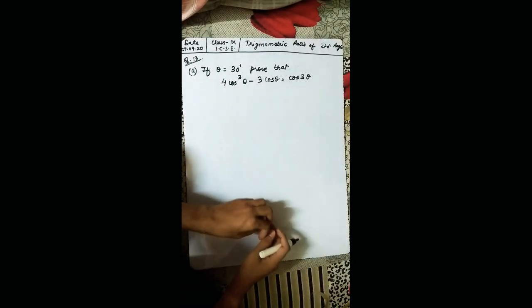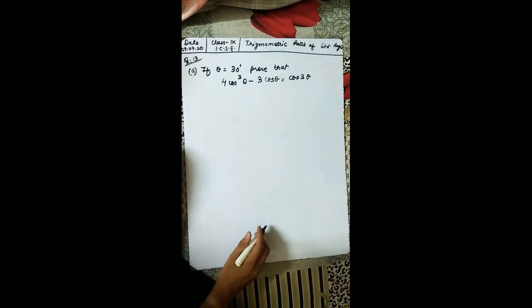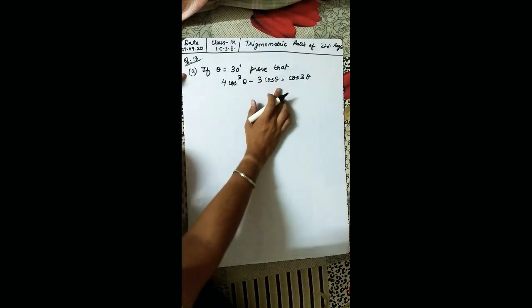Let us continue with where we have left, that is from question number 13A. We are doing exercise 2A, and we have done up to the 12th question. So 13th A, I'm taking: if theta is equal to 30 degree, then prove that 4 cos cube theta minus 3 cos theta is equal to cos 3 theta.